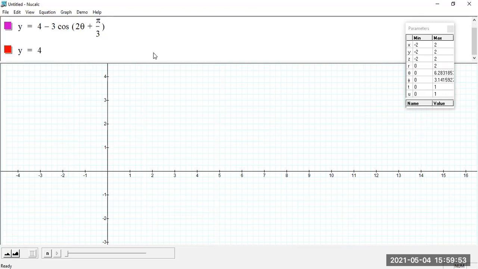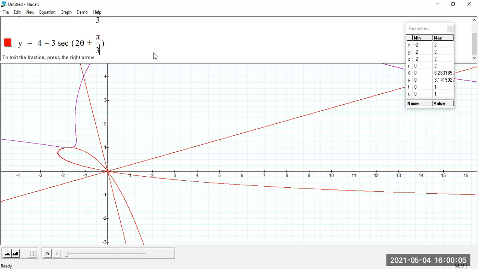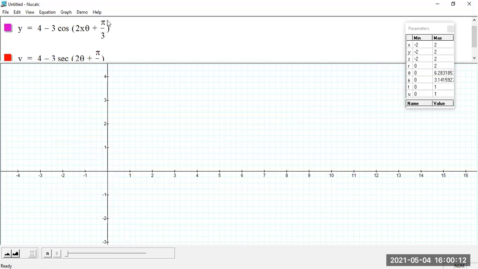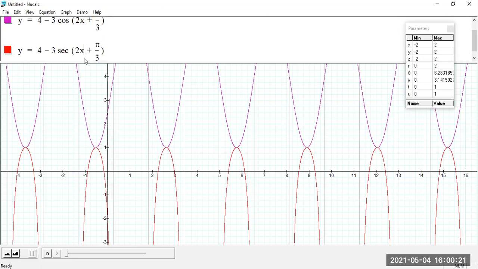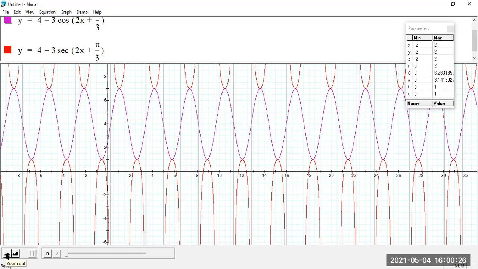And we have 4 minus 3 secant 2 theta plus pi over 3. Oh, I'm sorry. Now I see my mistake. I should not use theta here. It becomes a polar coordinate system. That's what it looks like. Let me make it smaller. You see that?